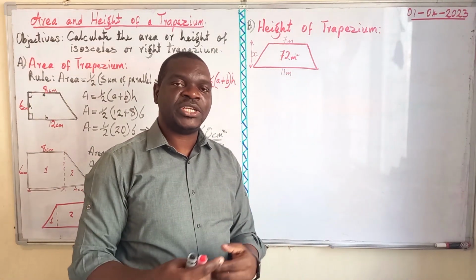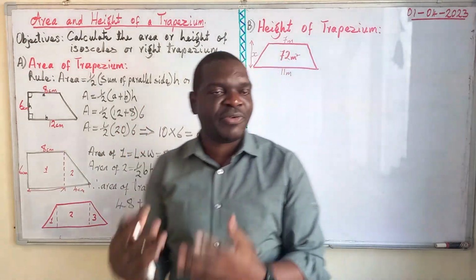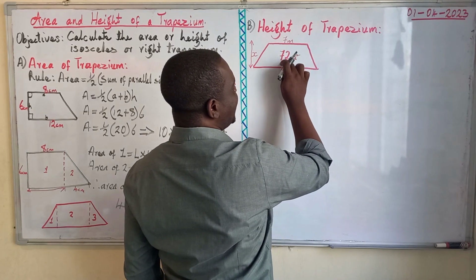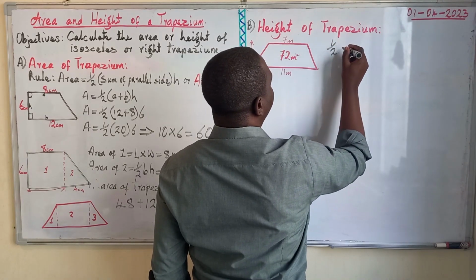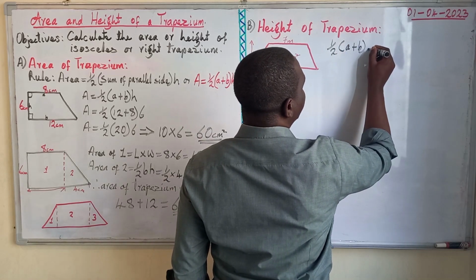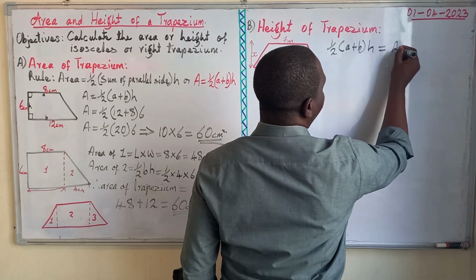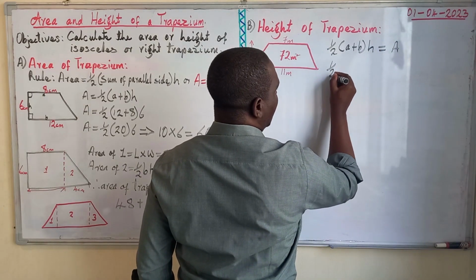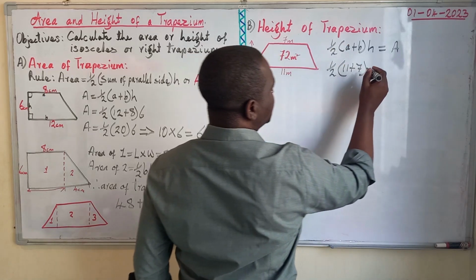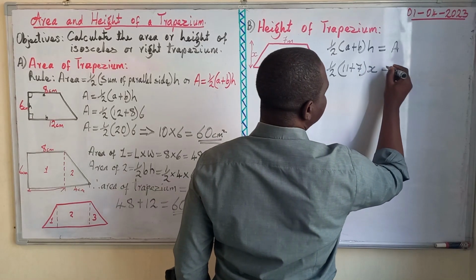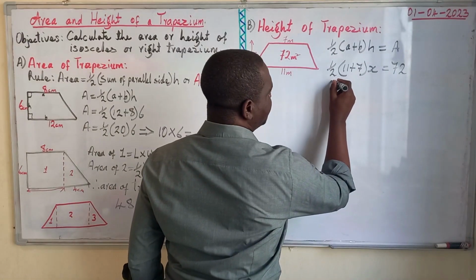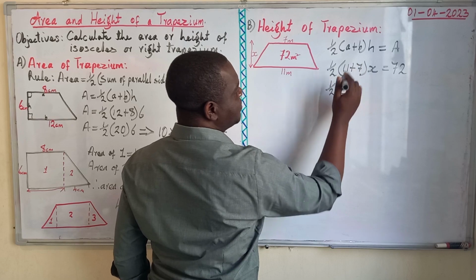We're going to use our knowledge of how to calculate the area to find the height. First, what did we do to find this area? We took half of sum of parallel sides A and B, and we multiplied it by the height to find the area. Now let's substitute. We have half. Parallel sides are 11 and 7. The height we don't know is x, and this is equal to the area, and our area is 72. Half again into 11 plus 7 is 18.